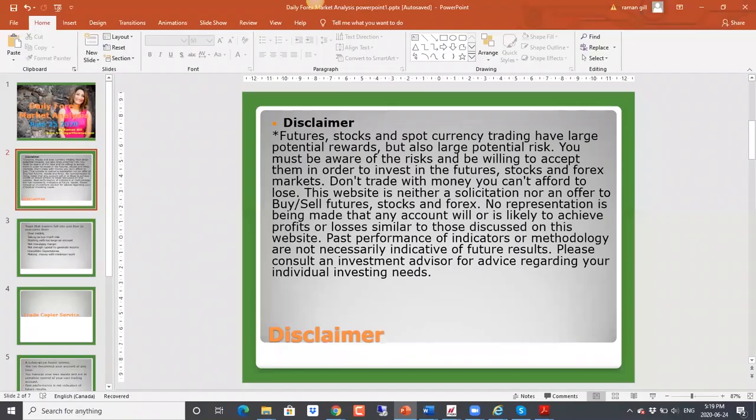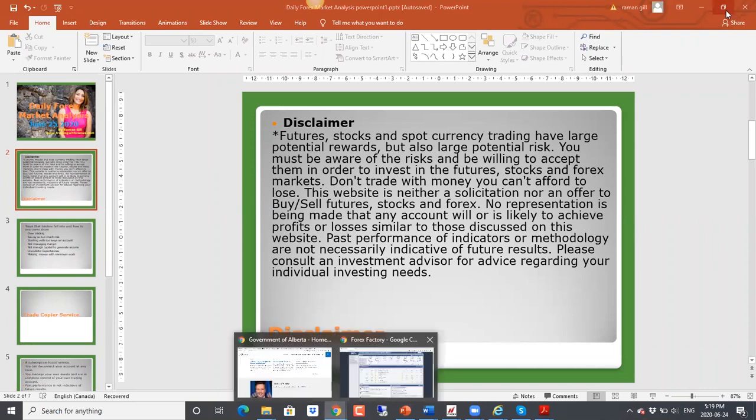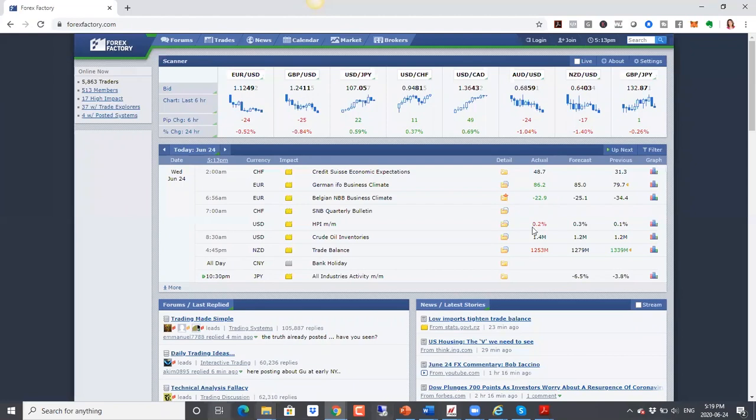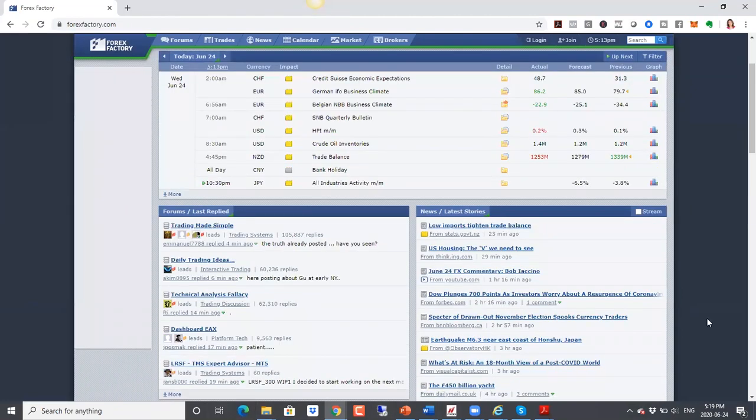As usual, we'll start off by taking a look at our calendar here. Here we go. All right, so overall, what's going on in the market?